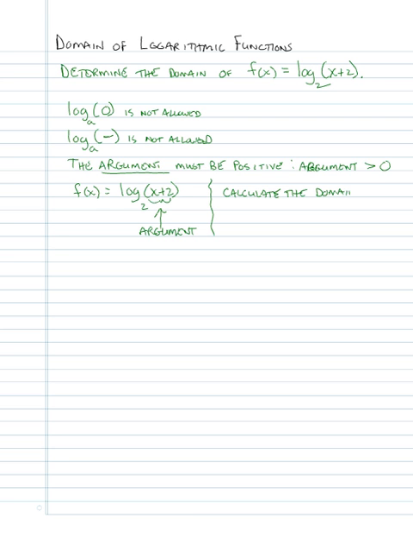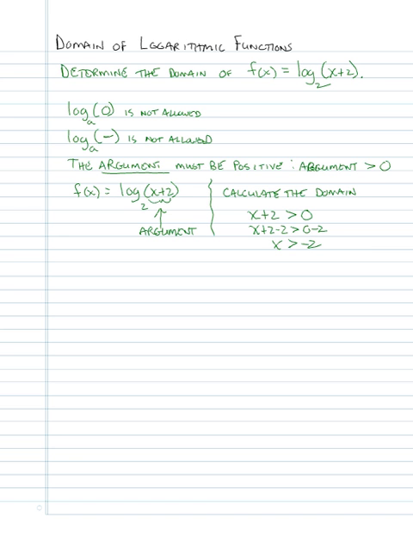is that we say, here's what we know. The argument, in this case x plus 2, has to be greater than 0. So we end up solving an inequality. And of course, to solve this inequality, we would what? We would just simply subtract 2 on both sides, wouldn't we? And we'd end up with x is greater than negative 2.